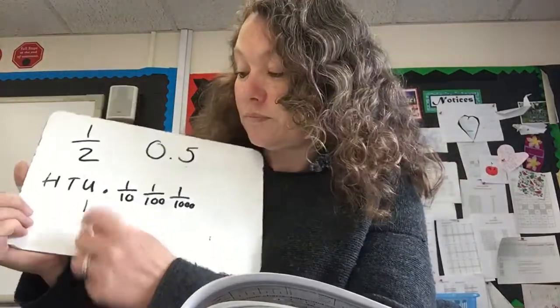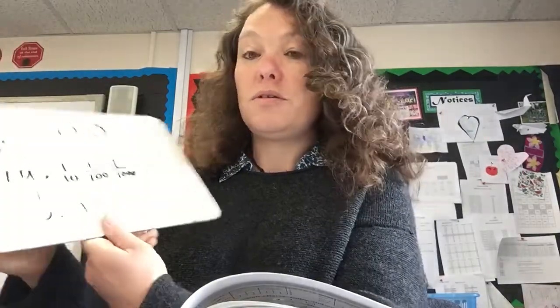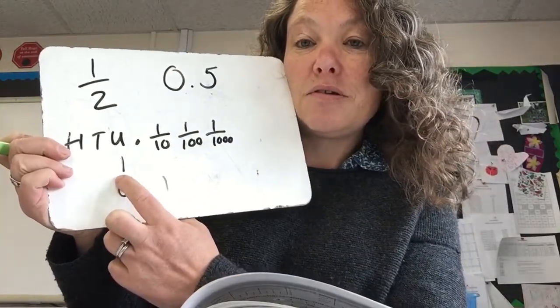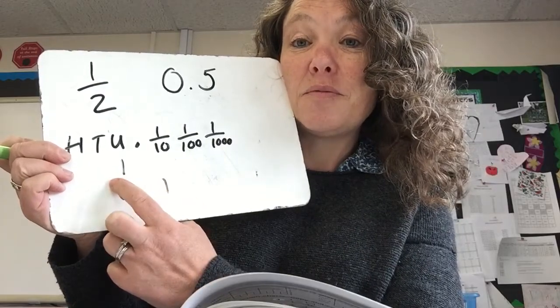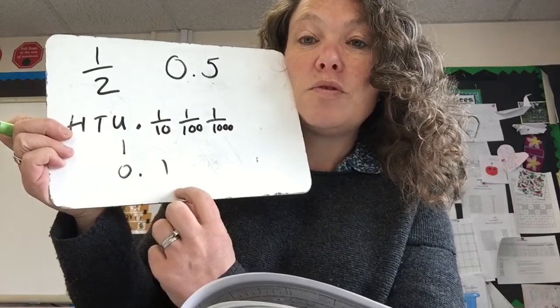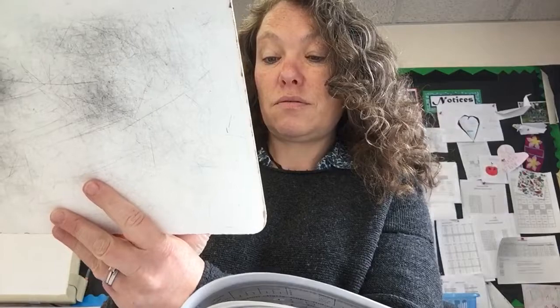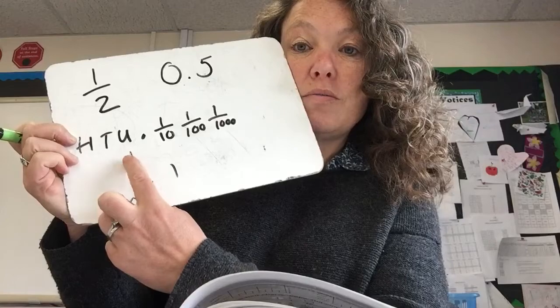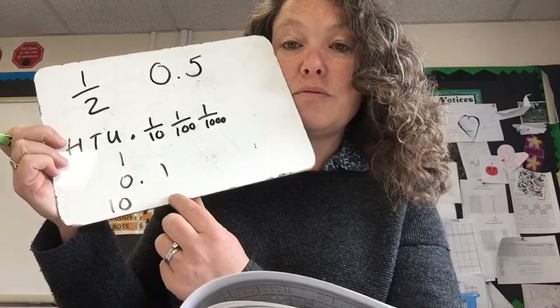So if we had the number 1 here, if we moved it here, it would become 0.1. That means this number 1 is 10 times smaller than this number 1. Or you could say that this number 1 is 10 times bigger than this number 1. So 1 is 10 times bigger than 0.1. If we had 10 there, then 10 is 10 times bigger than 1, and it's 100 times bigger than 0.1. I think I'm going off track a bit here though.